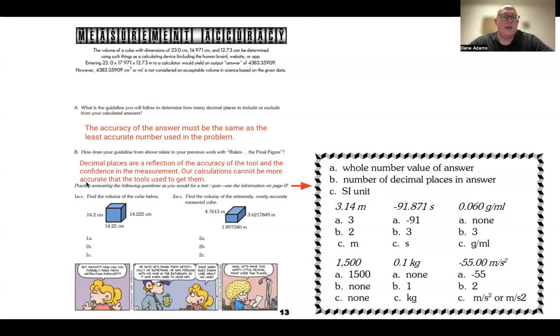Once you get done with part B, these last 2 problems here are pretty easy, but it says practice answering the following questions as you would for a test or a quiz. And it says to use the information on page 0, which is the reference page, the very first thing in your study guide. I have included a little screenshot of the relevant information right over here.